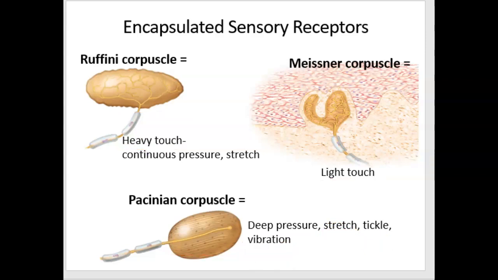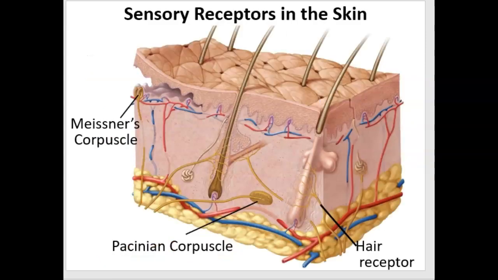You don't really have to know about that. So if I go back up and look at a picture here, you can see a Pacinian corpuscle that's quite deep. And you can see that the Meissner corpuscle is more superficial. They don't have a Ruffini in this picture.